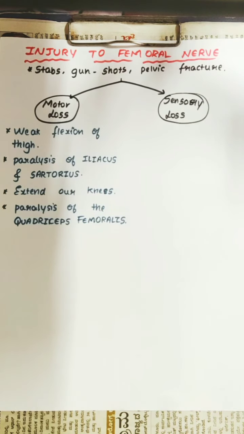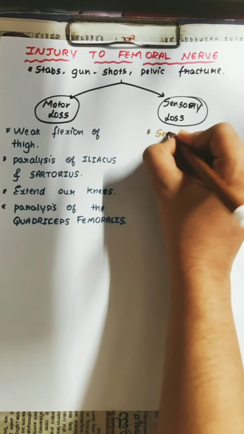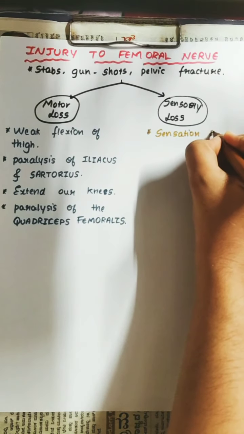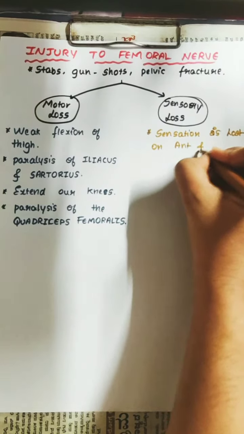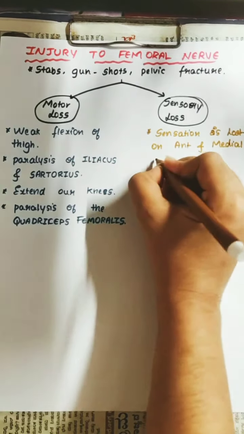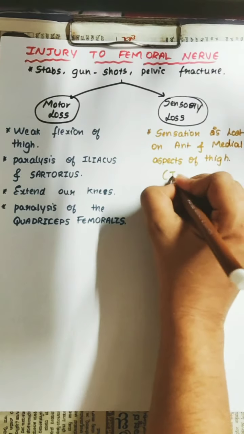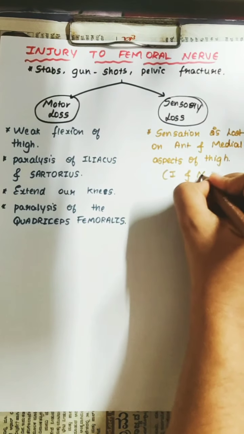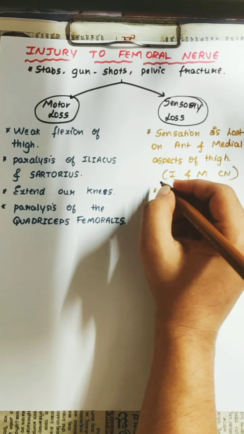We'll also see the sensory loss. What might happen? Sensation is lost on the anterior and medial aspects of the thigh, mainly in the intermediate and medial cutaneous nerve of thigh territories, and also on the medial side of the leg and foot up to the ball of the great toe due to the saphenous nerve.